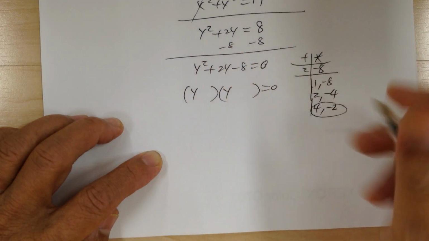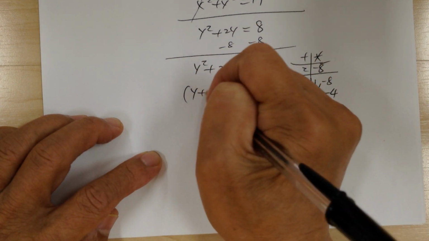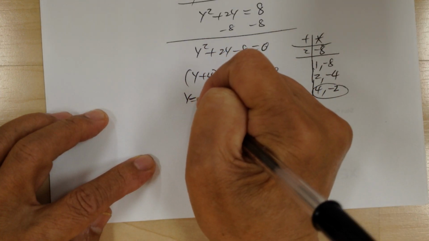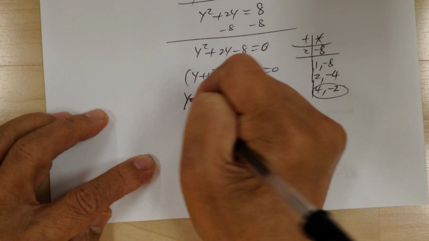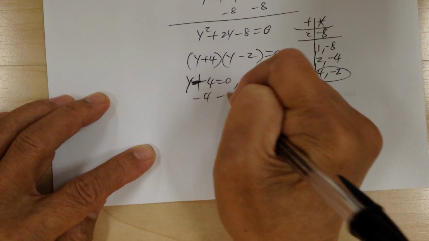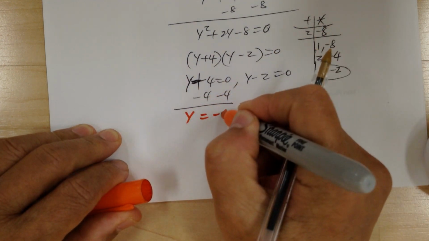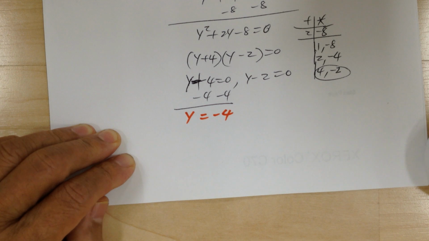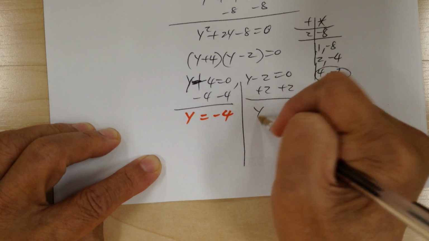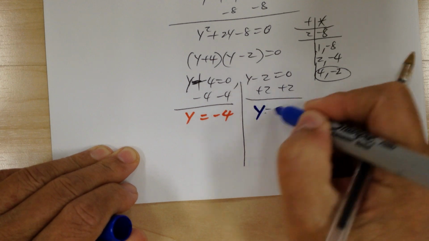And so I get y, okay, so to get y squared. And since the coefficient is 1, I can just put this down over here. So y plus 4 and y minus 2, set equal to 0. So y plus 4 equal to 0, y minus 2 equal to 0. So from here, you minus 4 on both sides. Okay, so you're going to get y equal to negative 4. Then you plus 2 on both sides, so you're going to get y equal to 2.